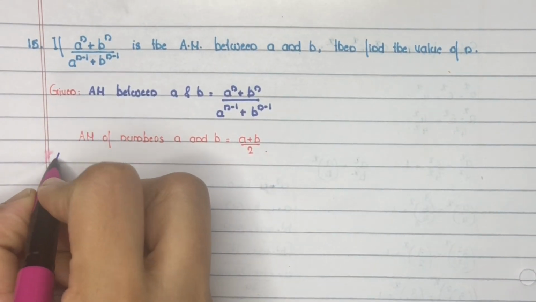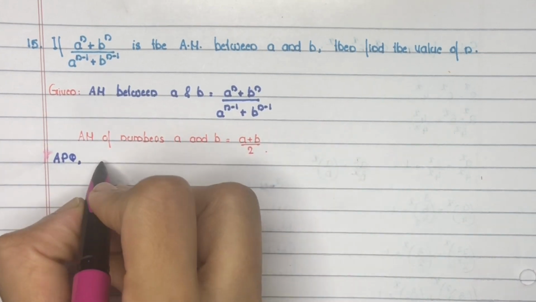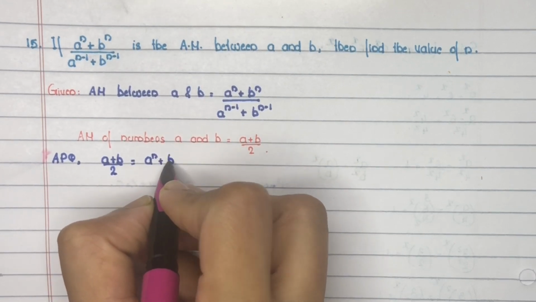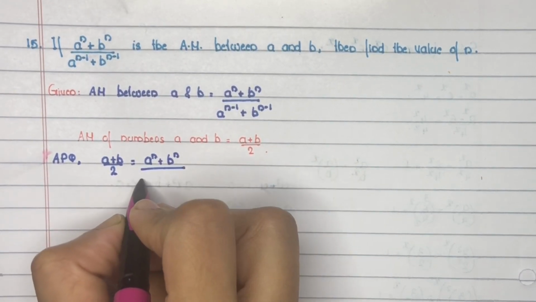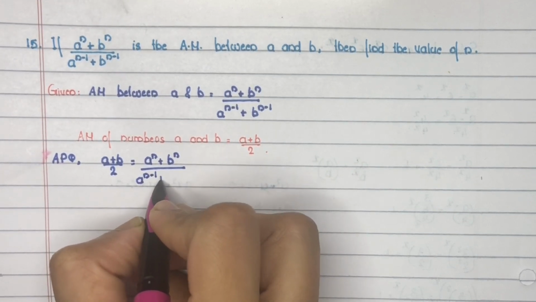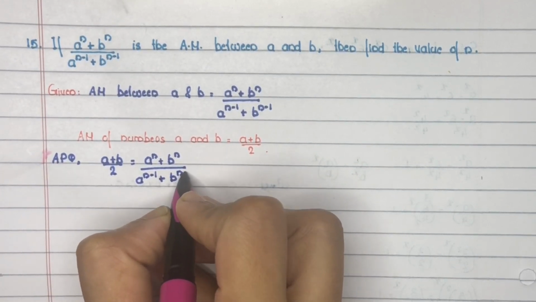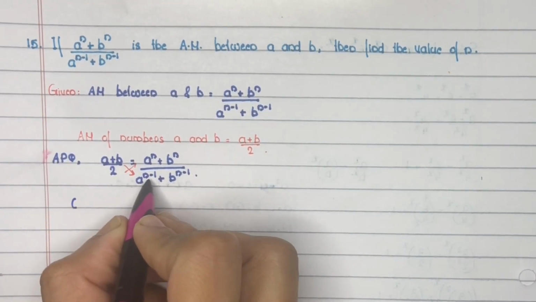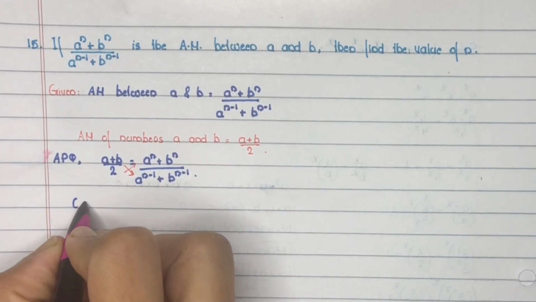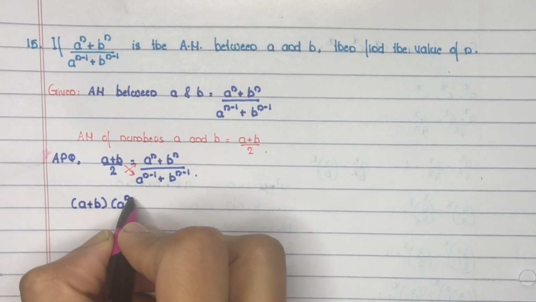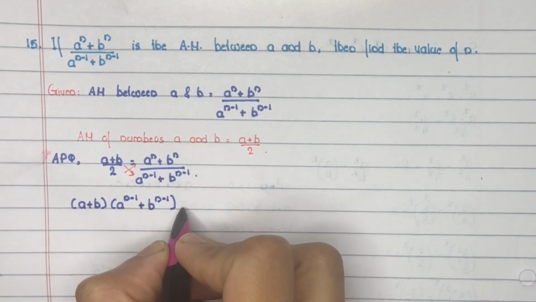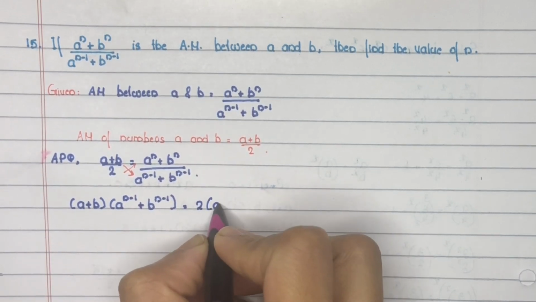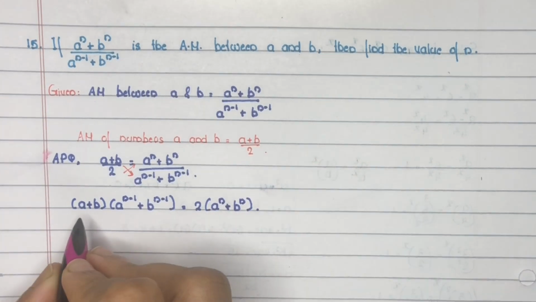So as per the question, we can say that (a + b)/2 equals (a^n + b^n)/(a^(n-1) + b^(n-1)). Solve this. First cross multiply. (a + b) into (a^(n-1) + b^(n-1)) equal to 2 into (a^n + b^n). Open the bracket and multiply.